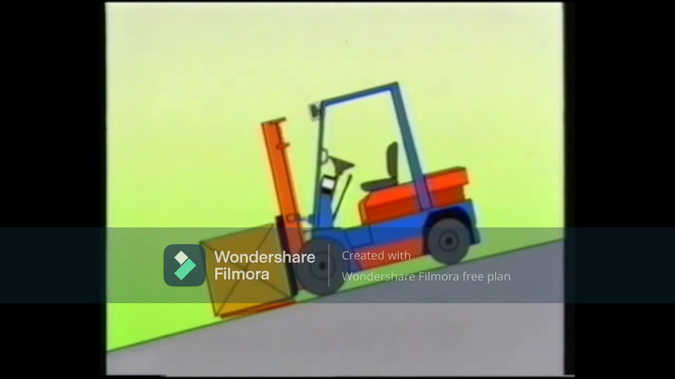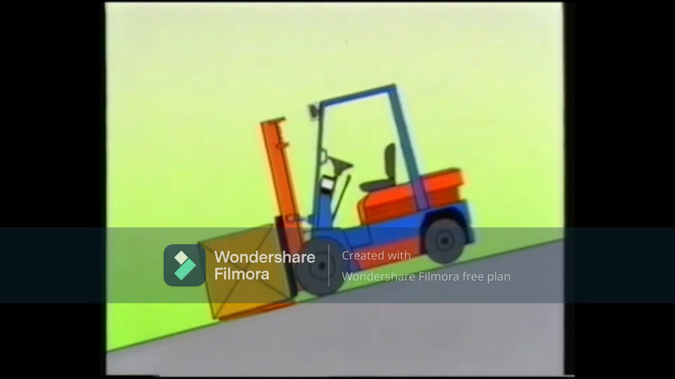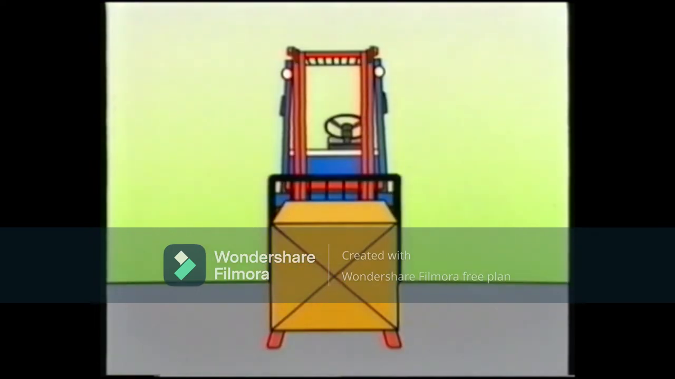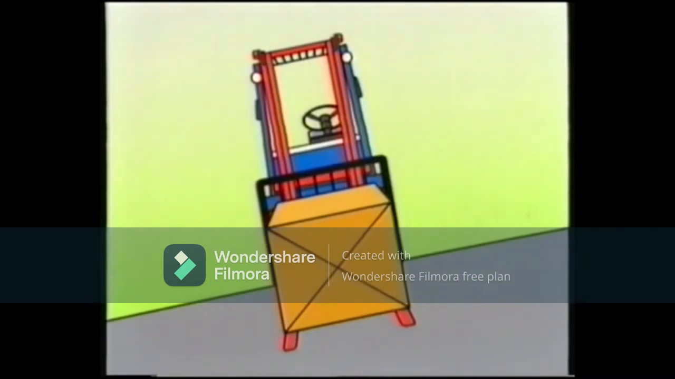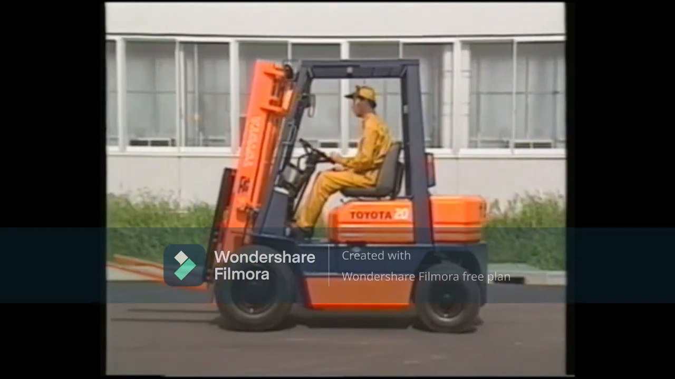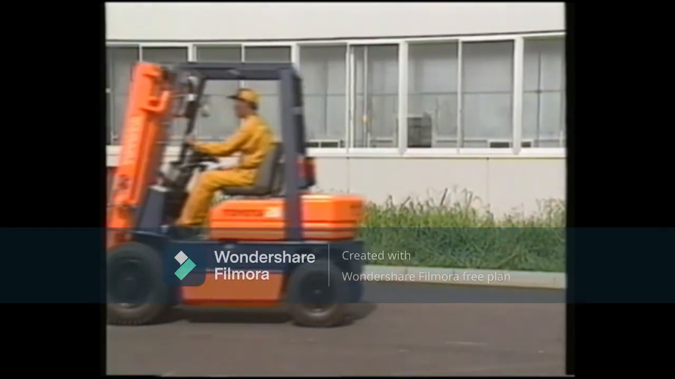Therefore, the center of gravity will change if the forklift is on a slope, and this may present a danger of falling. For this reason, the fork must always face uphill when driving the forklift up or down a slope. Naturally, the right-to-left balance is also important. Now, let's see how the forklift operation is controlled.